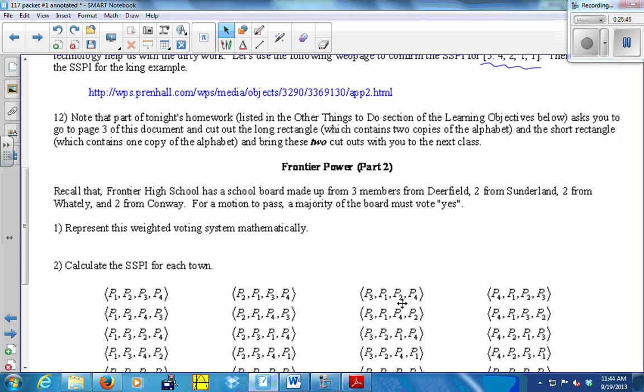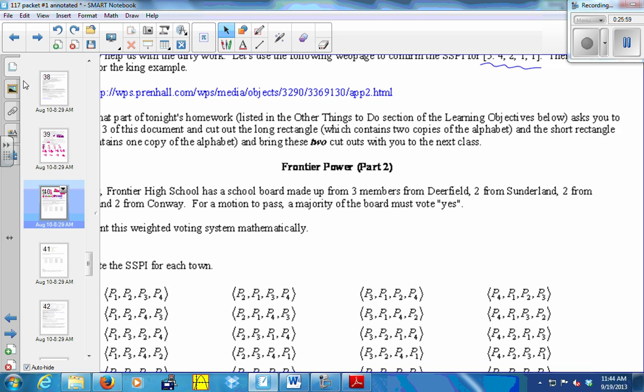All right, so part of tonight's homework, I just want to point out quickly, it's written in the other things to do section, asks you to go to page 3 of this document, the third page of your packet, and cut out the long rectangle and the short rectangle. So let's go up there and see what that is.